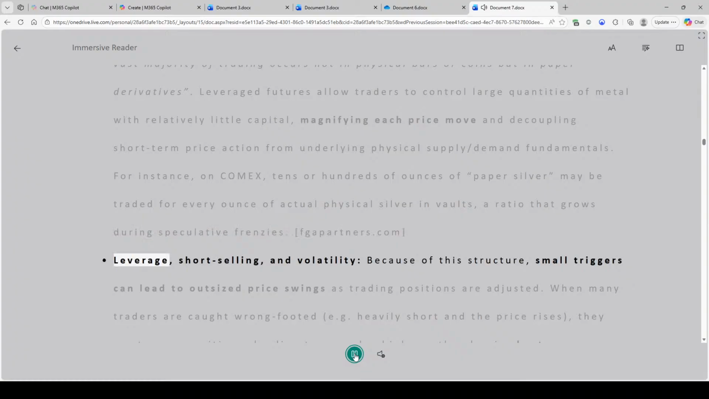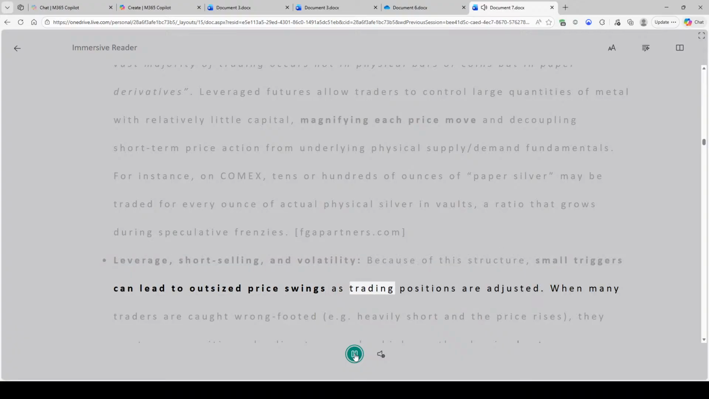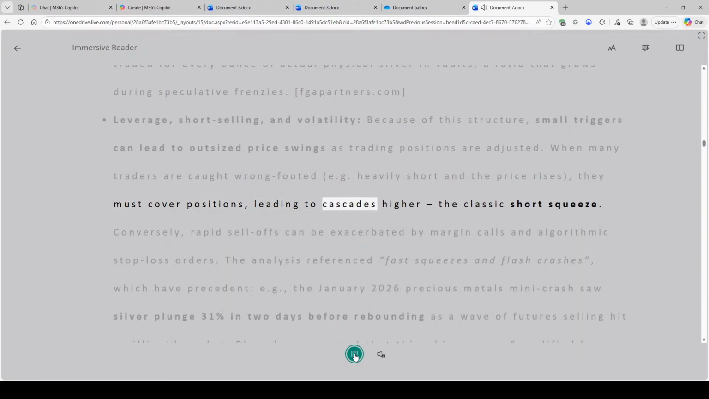Leverage, short selling, and volatility. Because of this structure, small triggers can lead to outsized price swings as trading positions are adjusted. When many traders are caught wrong-footed, e.g. heavily short and the price rises, they must cover positions, leading to cascades higher, the classic short squeeze. Conversely, rapid sell-offs can be exacerbated by margin calls and algorithmic stop-loss orders.